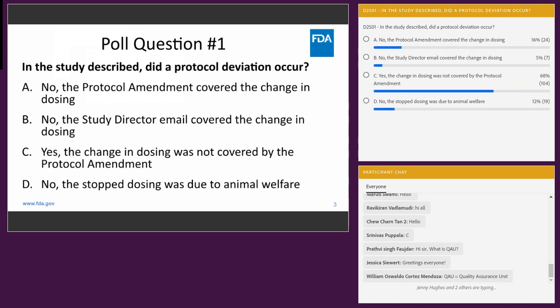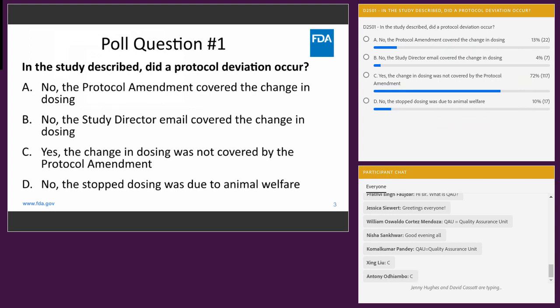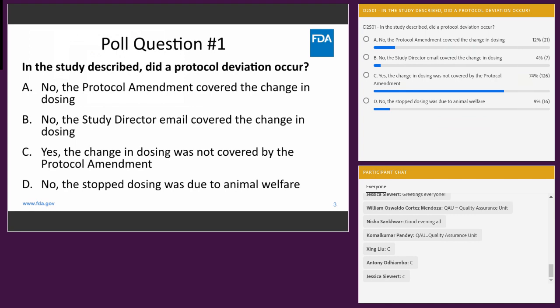So it looks like most people have the opinion that, yes, indeed, the change in dosing was not covered by the protocol amendment. And if that was your answer, that's great, because as you recall, the dosing of the high-dose females was stopped after the day 3 morning dose. The protocol amendment was created around noon on that day 3. However, it was not signed by the study director until day 4. So that protocol amendment was not in place when the high-dose females were not dosed on the afternoon of study day 3 and morning of study day 4.